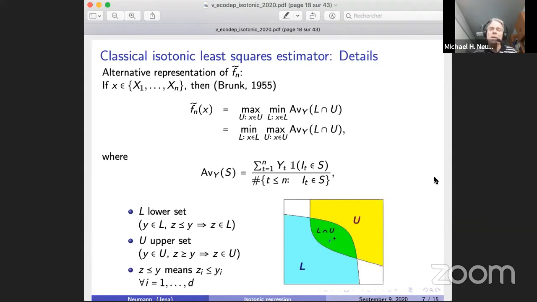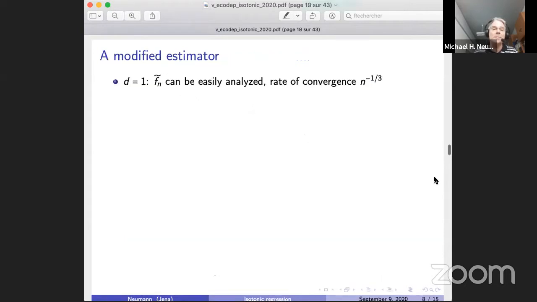Here, maybe you see this tiny point x. If this is a point x where you want to estimate the function f, then this is actually done by averages over these intersections of lower and upper sets. And this is shown by this green field. So next slide. Before I turn to a modified estimator, let me say again that in dimension 1, there's no problem at all with this classical isotonic least squares estimator. It can be easily analyzed, and the rate of convergence is actually the optimal one.